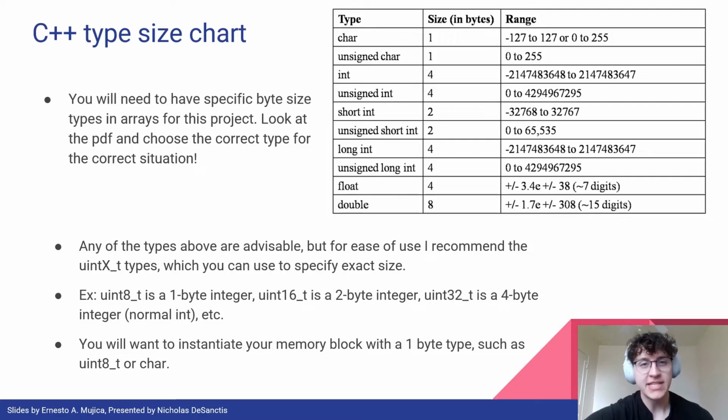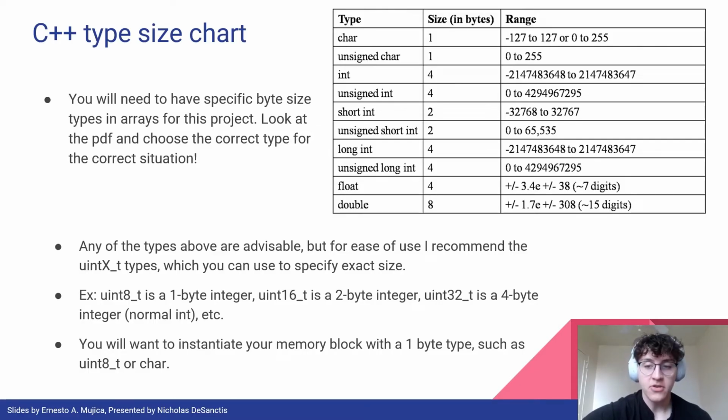So what's a uintx_t type? Well, these types are always unsigned integers of x bits. So a uint8_t is 1 byte, a uint16_t is 2 bytes, etc. And now at some point you'll be asked to instantiate your memory block with a 1 byte type. So you could use a uint8_t there, just as an example.